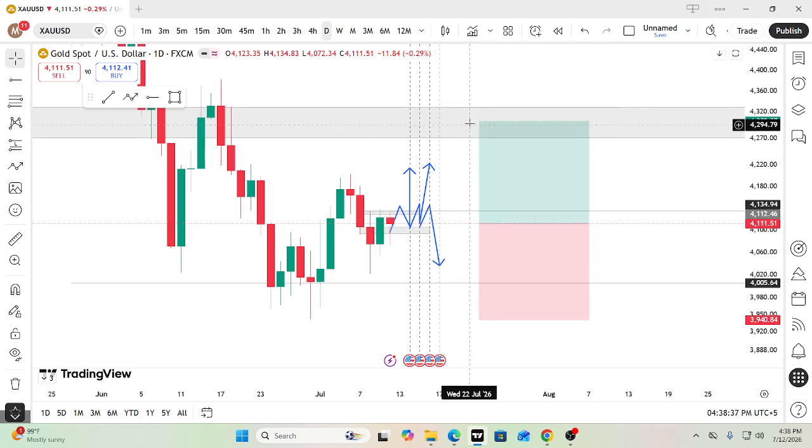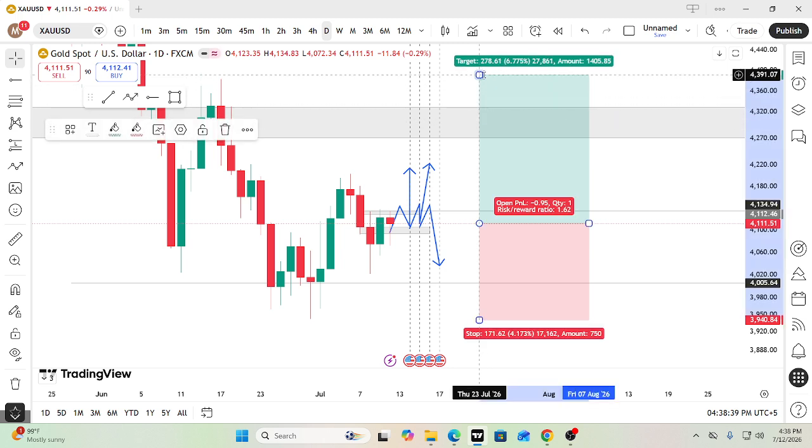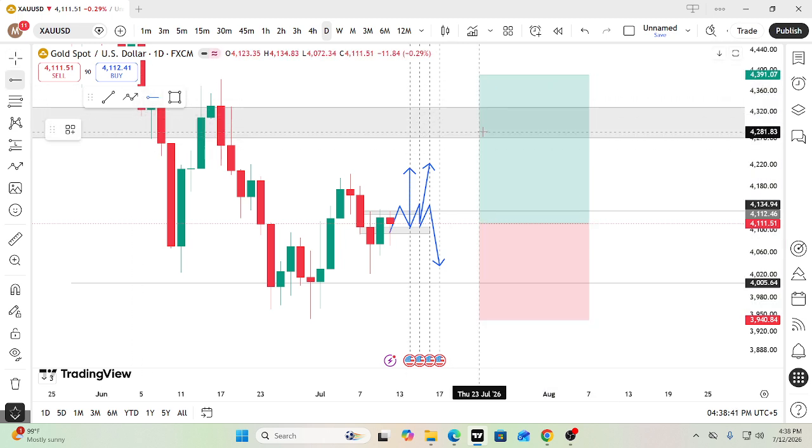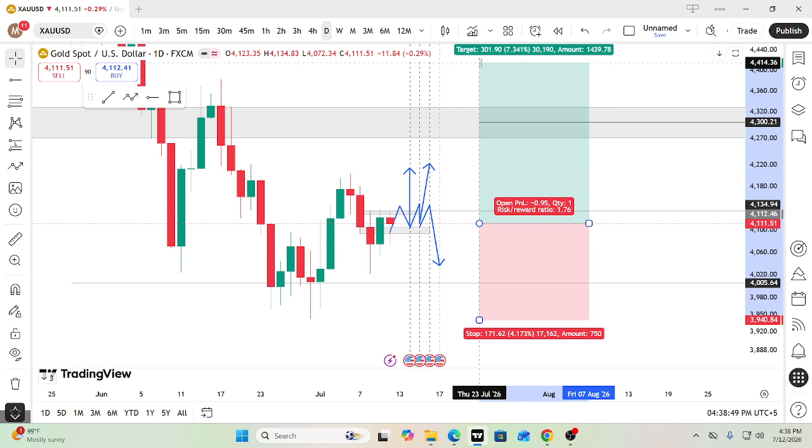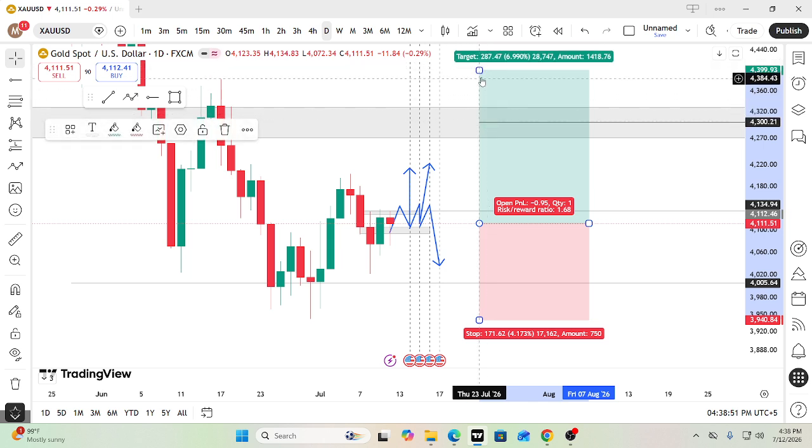You can book your maximum profit at this level. The market is expected to go even further. So 4305 would be 1:1, and the second would be 4350. 4305 and then 4350, second TP. So this is the trade that we can practice, as fundamentals are in favor of gold.